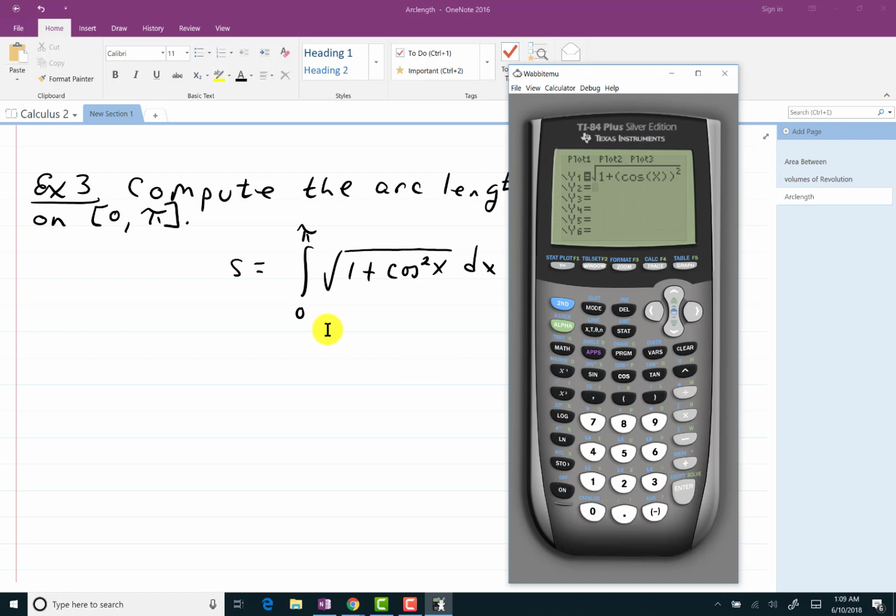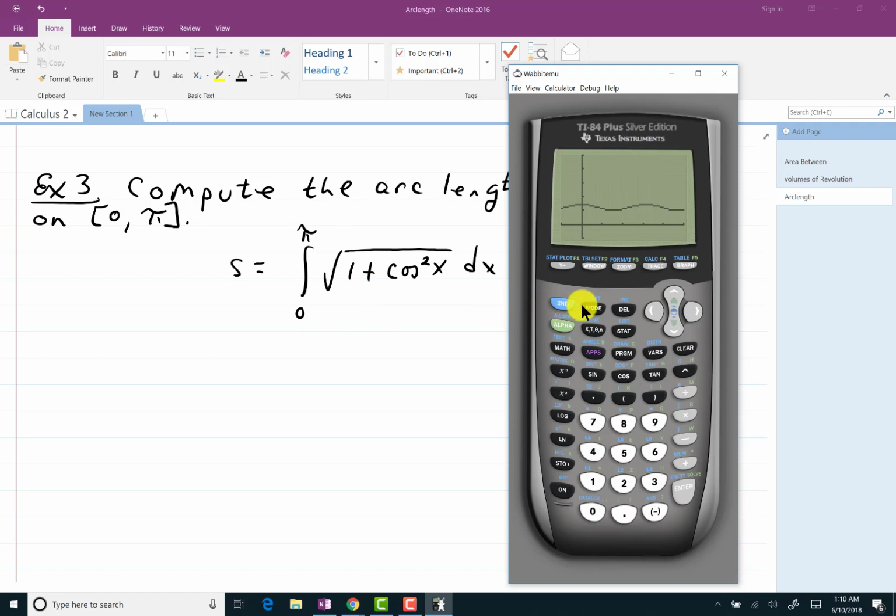Now we need to go from 0 to pi. So let me set the window x min -1. I just need some operating room to the left of it. And then I could do this 5. That's fine. What else do I want? The y values, I don't know. Let's just take a look at the graph and see what happens. Beautiful. Okay, I want to compute the integral of this over 0 to pi.